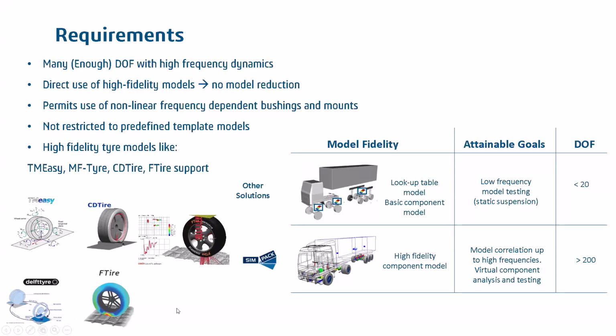So an example of some tire models is given here. TMEZ, which is a semi-physical tire model. CD tire is a comfort and durability tire model, high fidelity, generally used for ride analysis. F tire from Kosin and Delft. So we wanted to use some high fidelity tire models, high fidelity bushings, and the full component based MBD model.